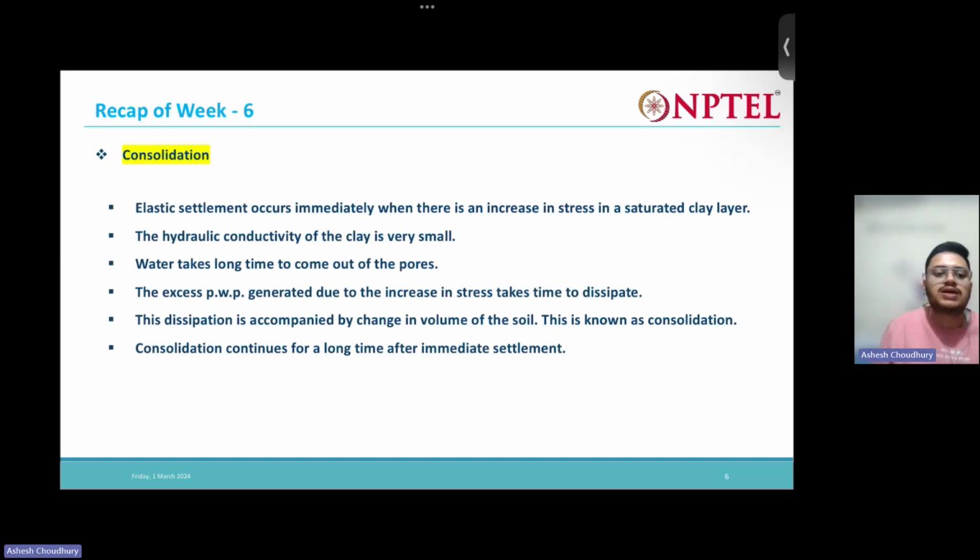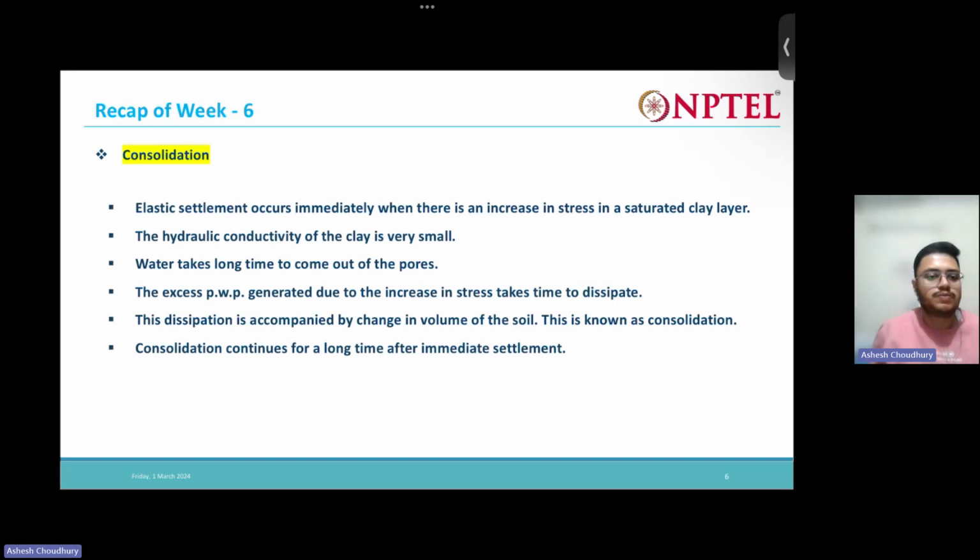The first line is: elastic settlement occurs immediately when there is an increase in stress in a saturated clay layer. So say you have a saturated clay layer, you apply some load. Immediately, as soon as you apply some load, there will be some immediate settlement. It is called elastic settlement or immediate settlement. Remember this term. As soon as we apply load on a clay layer, some settlement will be there, a little bit, immediately. That is the elastic settlement.